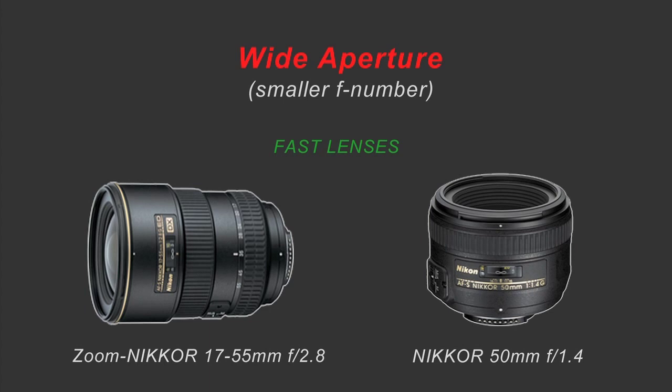Usually you can find faster prime lenses, the lenses which don't change their focal length. For example, like this Nikon 50mm, whose aperture can open to f/1.4, which is a very wide aperture opening. But you can still find faster zoom lenses, for example the 17-55mm, whose aperture can open to f/2.8, which is still considered a pretty wide aperture opening. But usually the fast zoom lenses are much more expensive than primes.